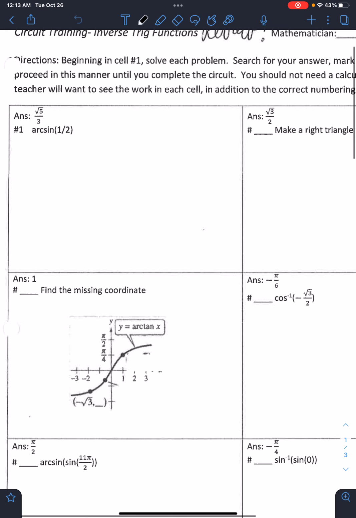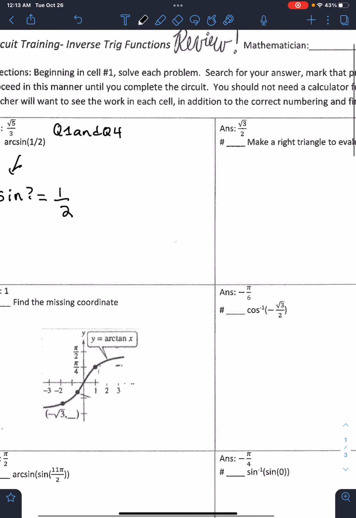We're going to start with number 1, which is arcsine of 1/2. I want you to remember this means sine of what gives us 1/2, and we must know that sine is restricted to quadrant 1 and quadrant 4.